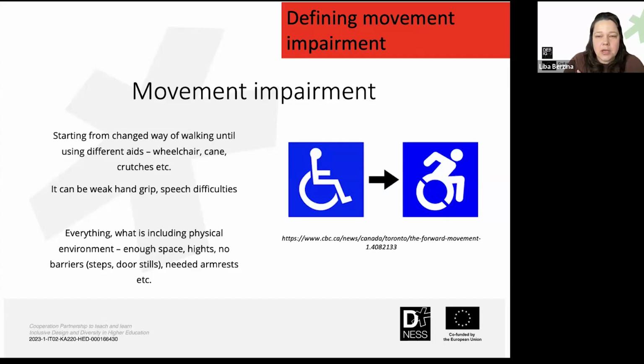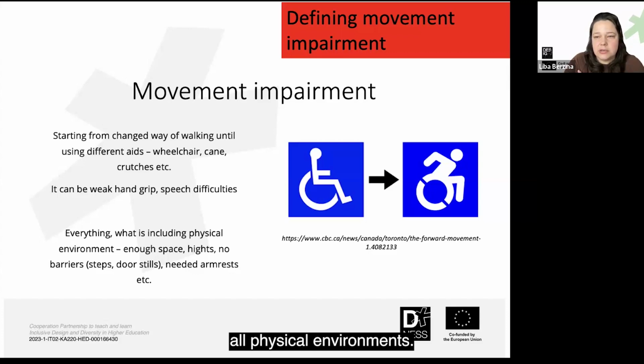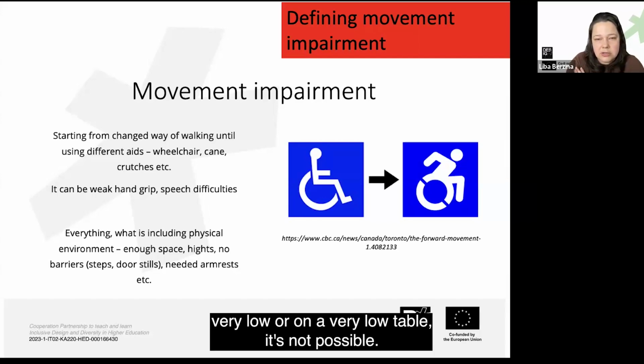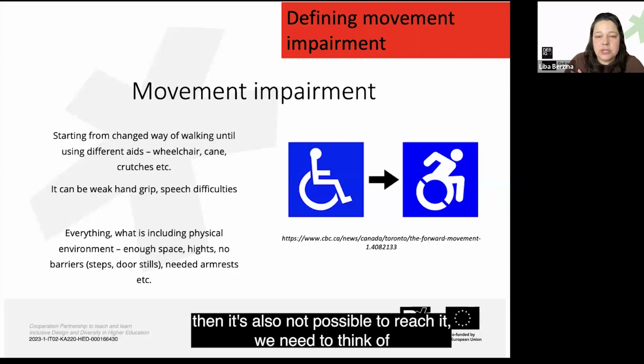And if we think about accessibility and movement impairment, we need to think of all the physical environment. Is there enough space to move around with different aids, with wheelchairs? Are there no too high or too low spaces? For example, if a person needs to reach something very low or write on a very low table, it's not possible. The same if it's too high, then it's also not possible to reach.